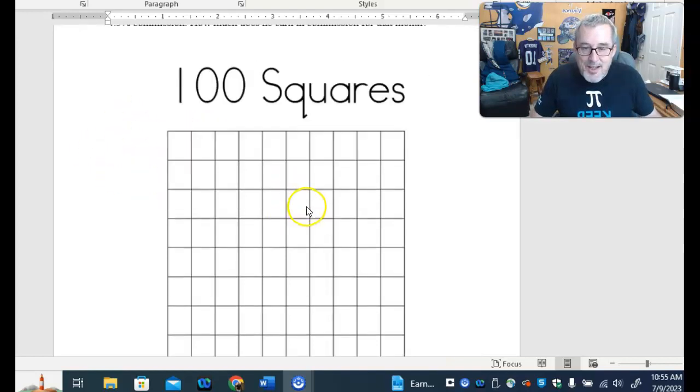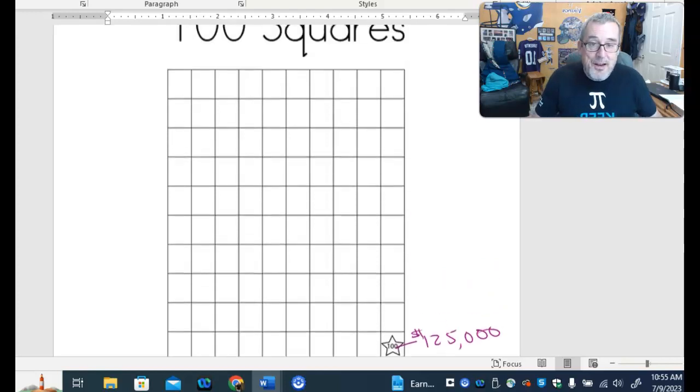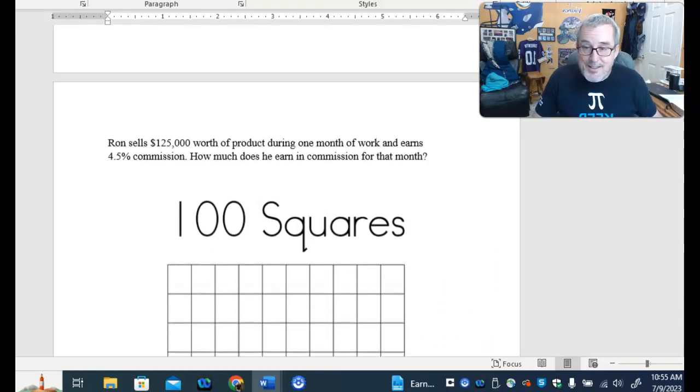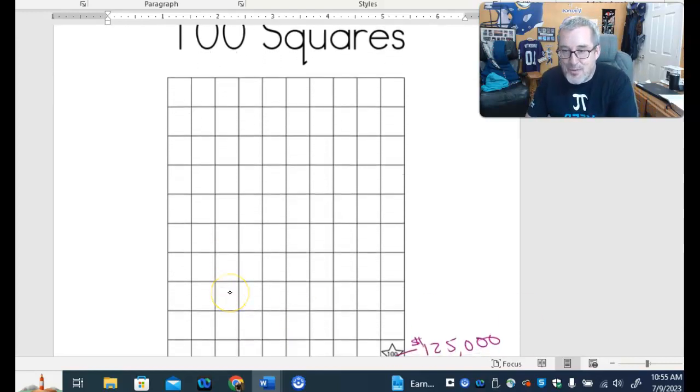So in this case, $125,000 is the total amount. That's the 100%, $125,000. So how much money does he earn? Well, he gets 4.5%. So he gets, here's 1%, he gets one of the squares, one of the squares, one of the squares, one of the squares. There's four of them, and then he gets a half a square.